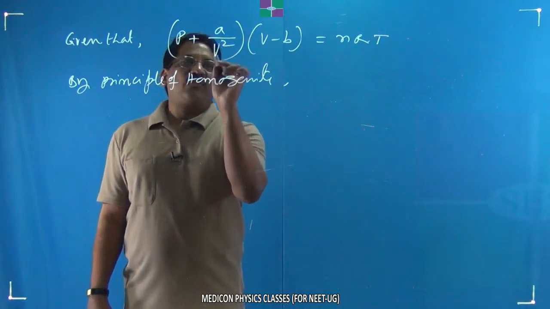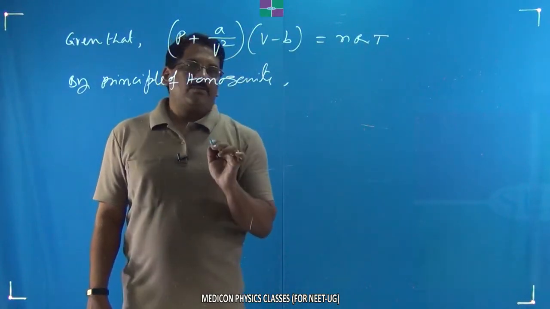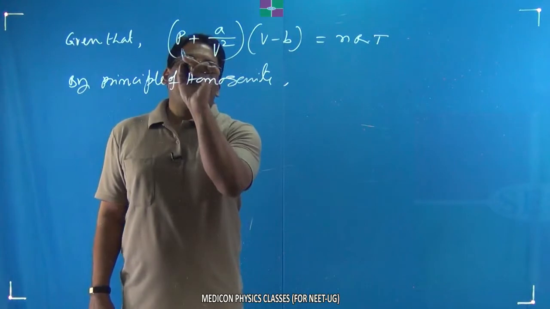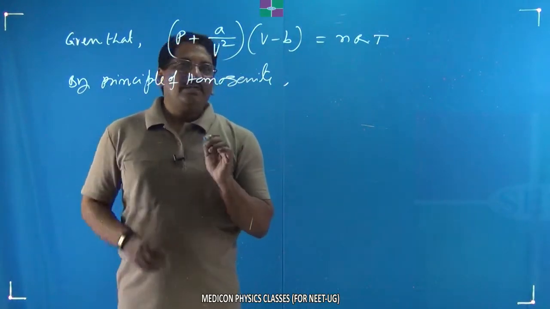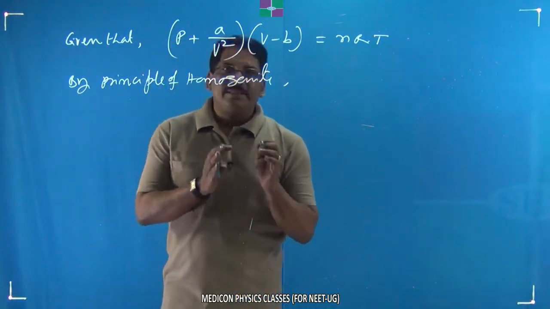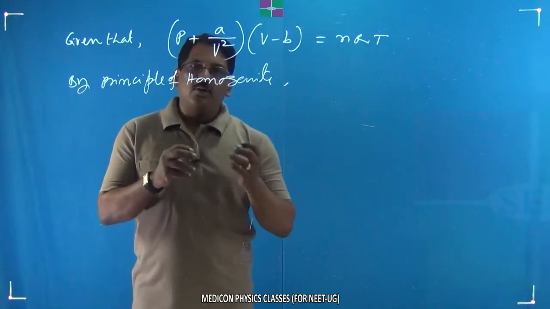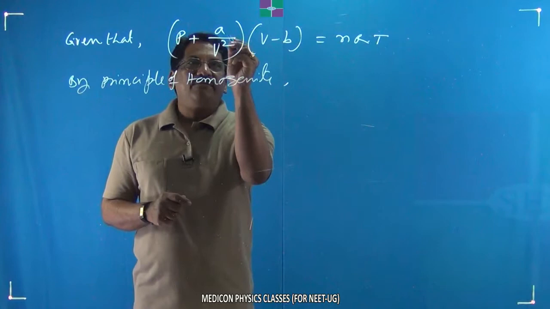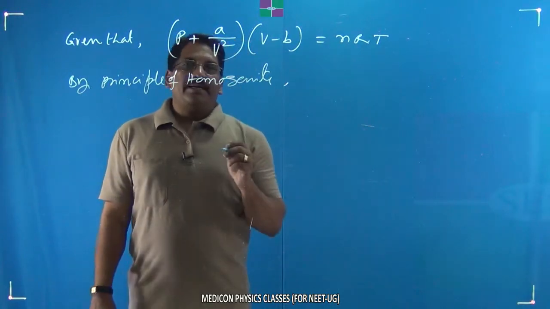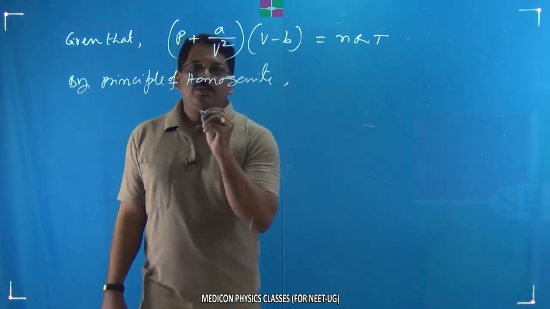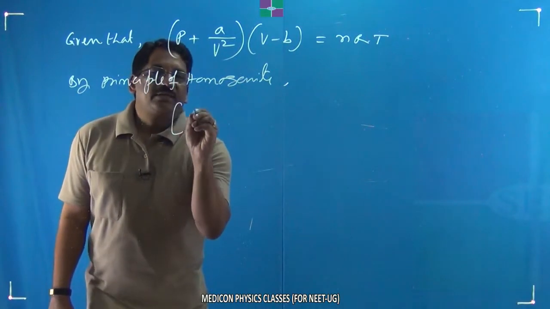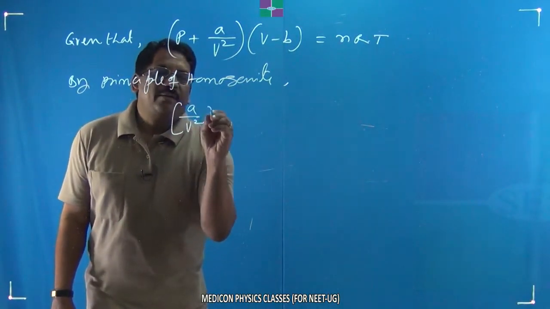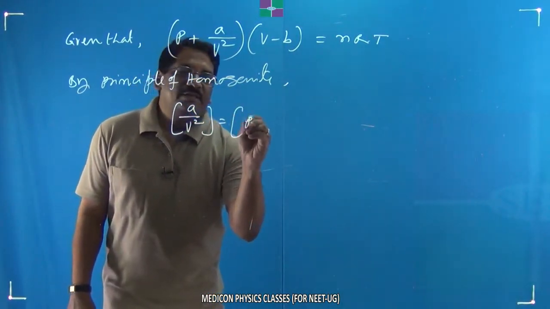A by V square should be same as dimensions of P, because we are adding two terms, means both the terms must represent same quantity. That's what the homogeneity says. And so dimensions of A by V square should be same as dimensions of P. So now of this, dimensions of A by V square should be same as dimensions of pressure.